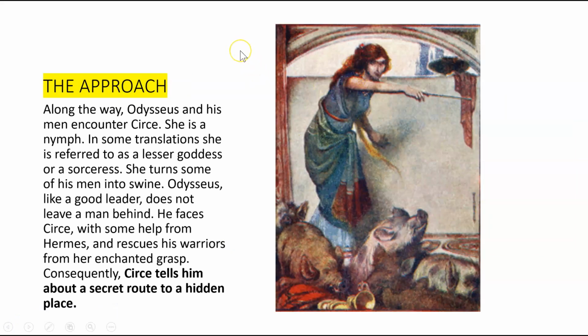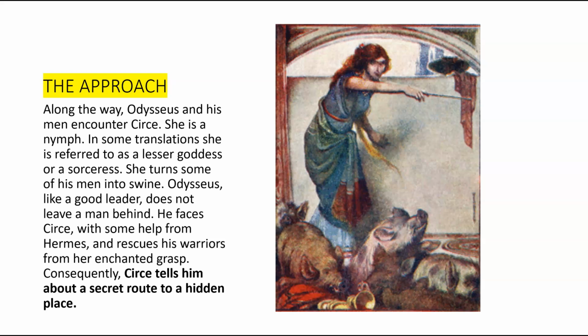The approach. Along the way, Odysseus and his men encounter Circe. Now, she is often referred to as a lesser goddess, or a nymph, or a sorceress, or a witch. At one point, she turns his men into swine. Odysseus, remember, is a myth. The point of it is a model or a warning. You either do like the hero, or you don't do like the hero. And always, always, always, it teaches cultural importance. It teaches the things that the culture values.